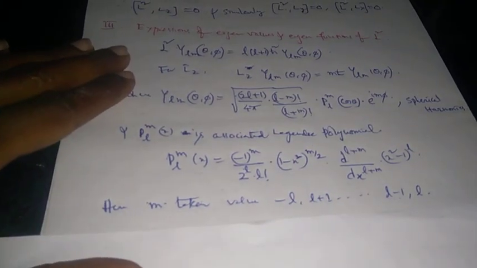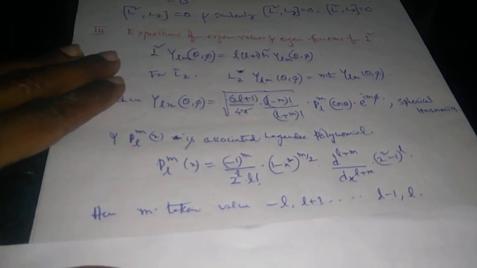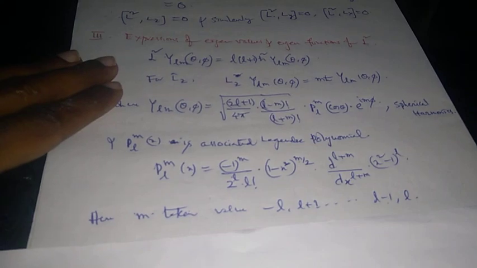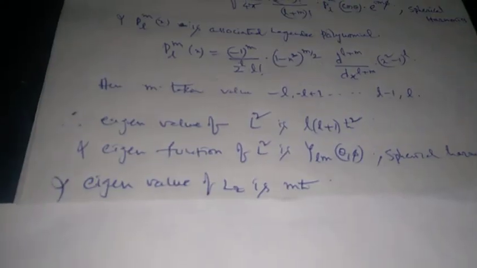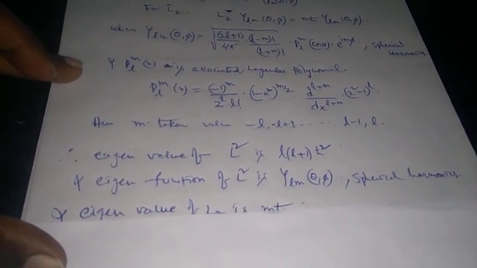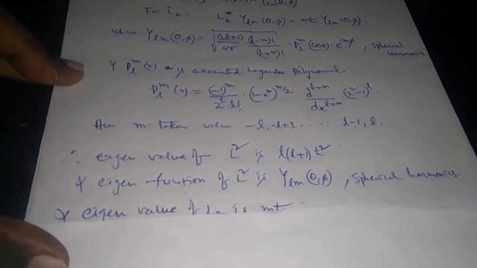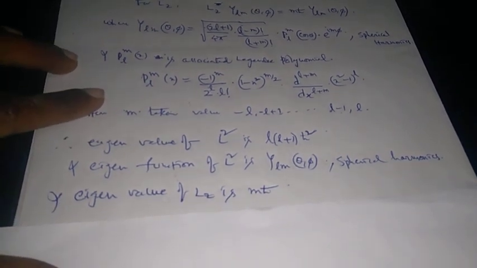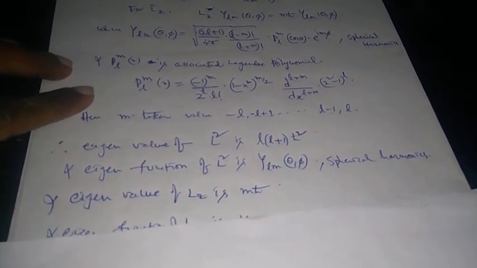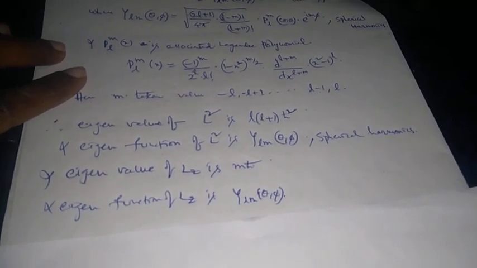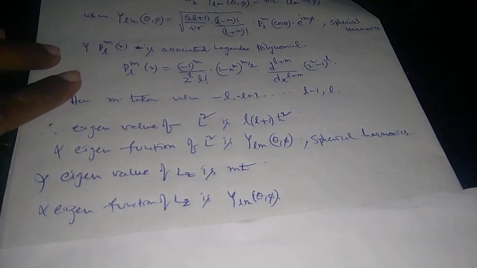Here m can take values from minus l, minus l plus 1, all the way up to l minus 1 and l. Therefore we can say that the eigenvalues of L² are l(l+1)ħ², and the eigenfunction of L² is Y_lm(θ, φ), the spherical harmonics. And then the eigenvalue of Lz is mħ, and the eigenfunction of Lz is Y_lm(θ, φ) again.